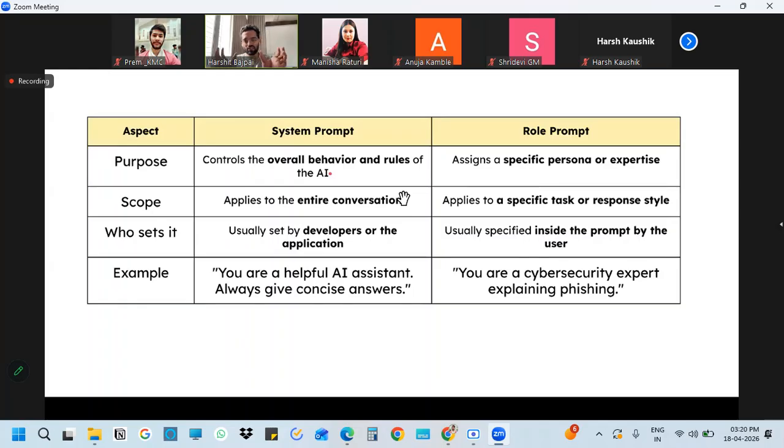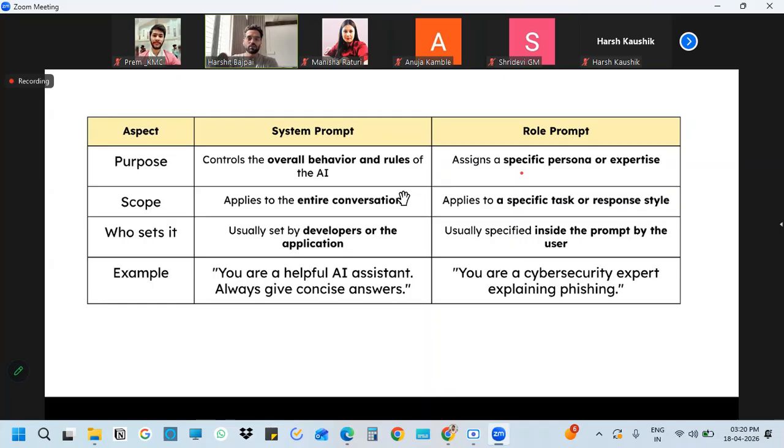We'll just differentiate this so that it is clear explicitly. System prompt is global level. If we are using the API, it is for that conversation. Else, if you are using the normal version, it will be for the entire conversation. It won't be for a specific task. So the scope is the entire conversation across the session. Here, the purpose is the overall behavior and rules of the AI.